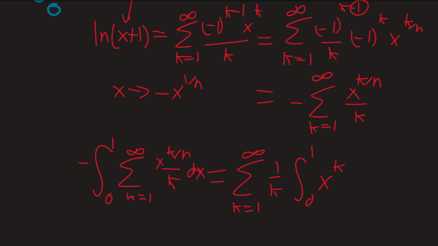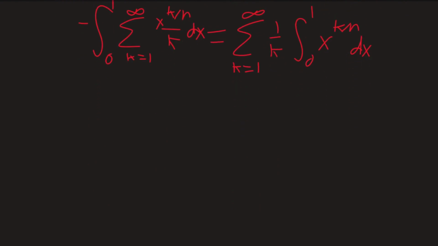And this is a relatively simple integral to evaluate. We're just going to apply the usual reverse power rule. What we get is just negative sum again from k equals 1 to infinity. I'm just going to omit the bounds from now on, I think. But what we have is a 1 over k, and then also the denominator a k over n plus 1. And that just comes from this integral right here.